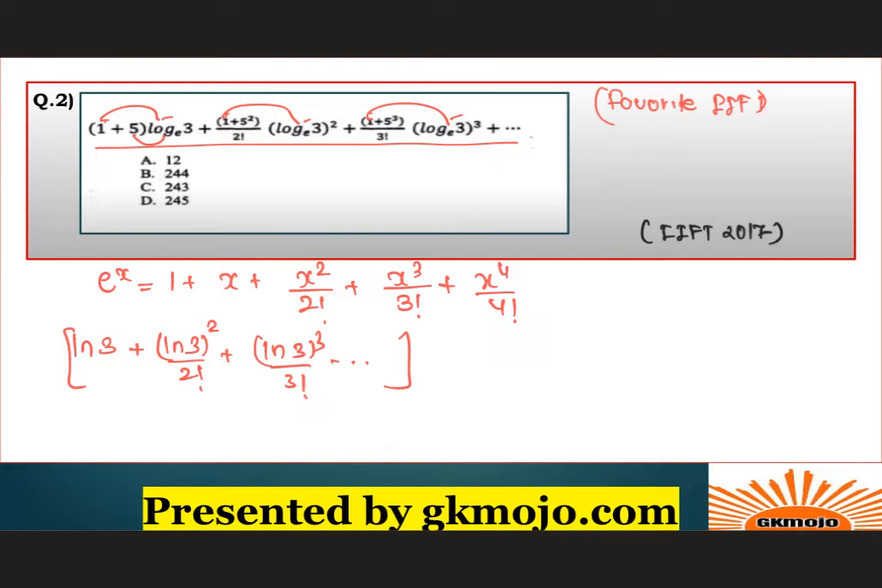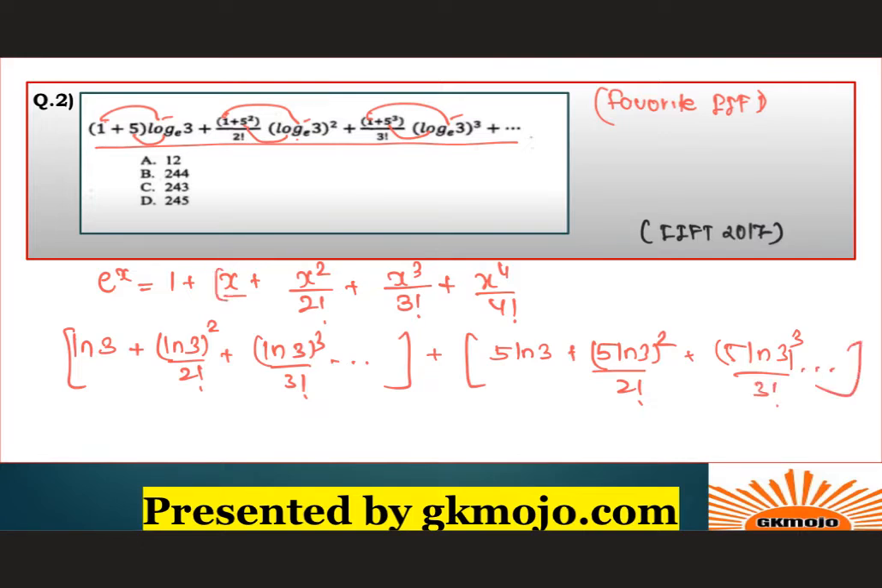Now we'll multiply this 5 with this, 5 square with this, and this 5. So we are opening up the complete brackets now. So you get 5 ln 3 plus (5 ln 3) square upon 2 factorial again. Similarly, this is being multiplied over here, plus (5 ln 3) cube upon 3 factorial, and so on. You can see this is following the same series from here, the same series has been followed.